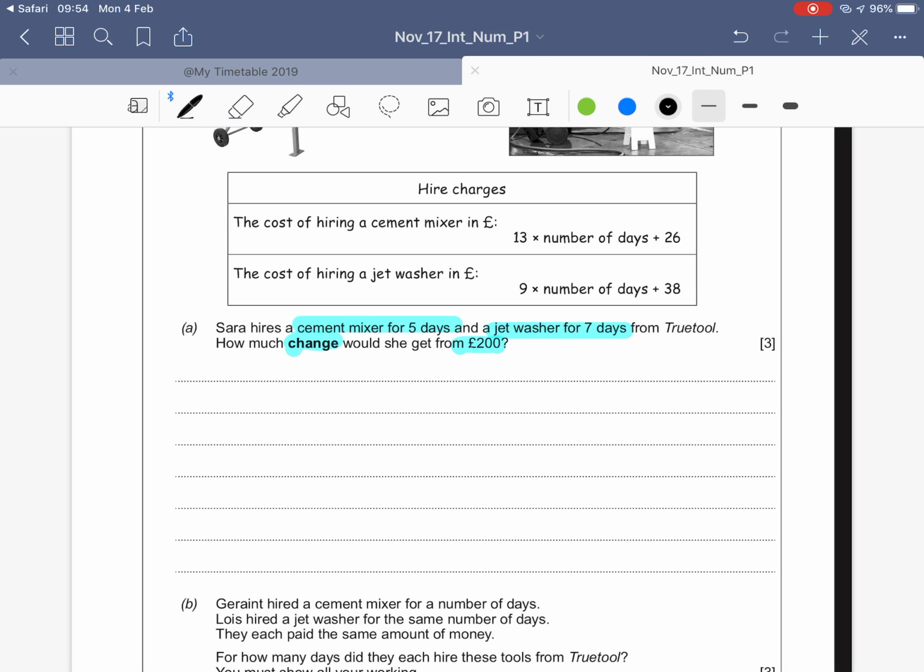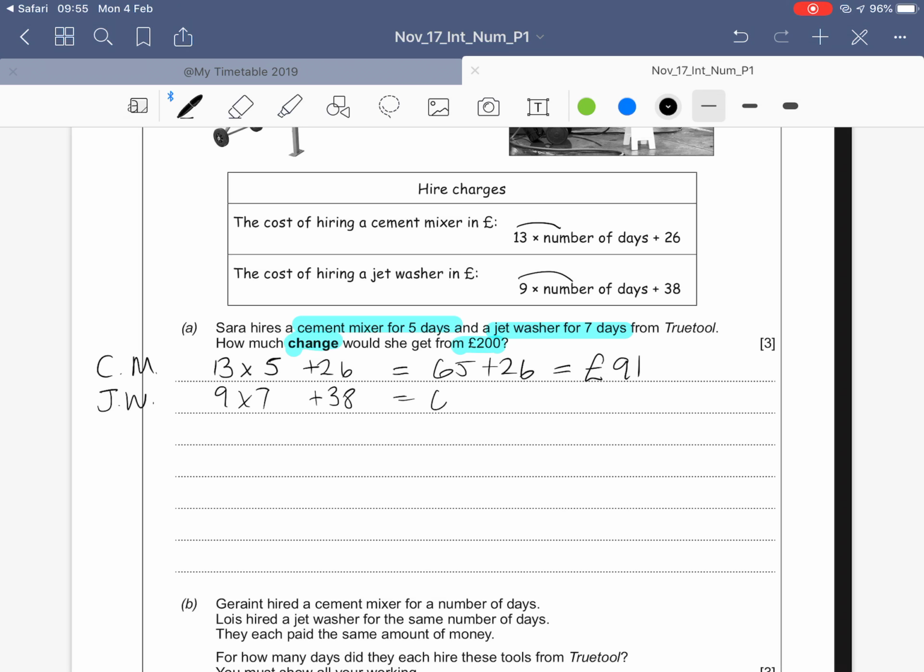So if she's going to hire a cement mixer for 5 days, we need to do 13 times 5 days and add on 26. And the jet wash, she's going to be hiring for 7 days, so I need to do 9 times 7 and add on 38. So 13 times 5, 65, add on the 26, £91.